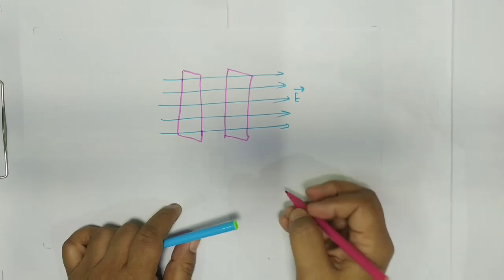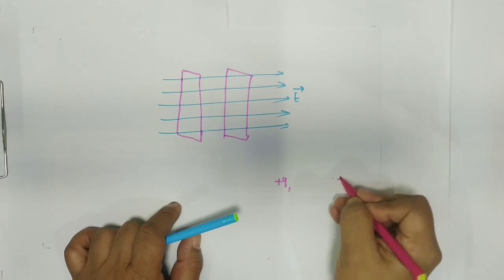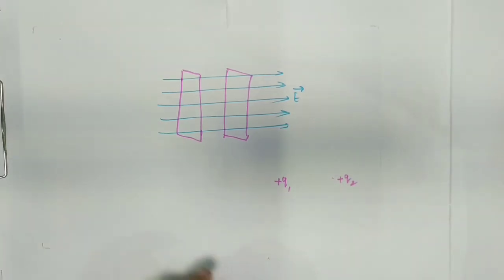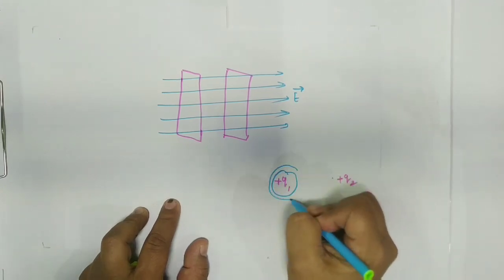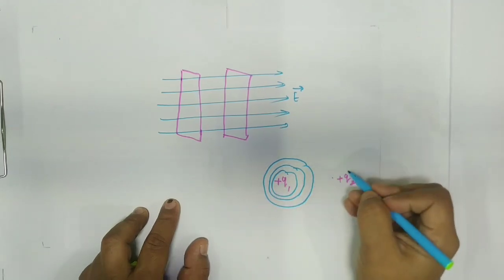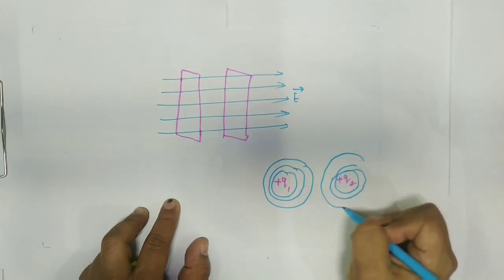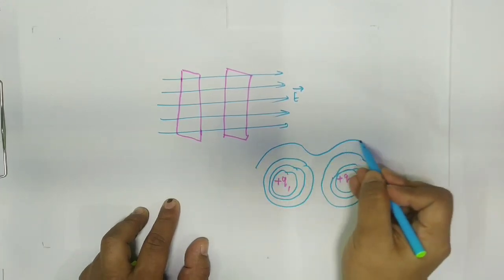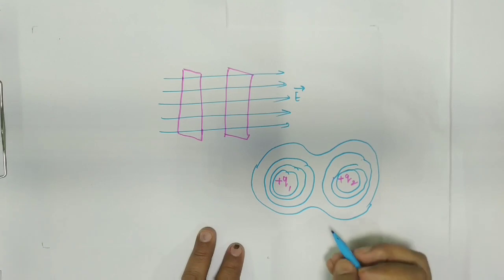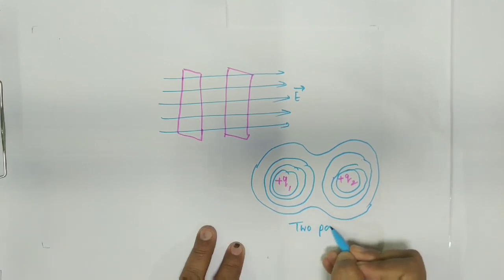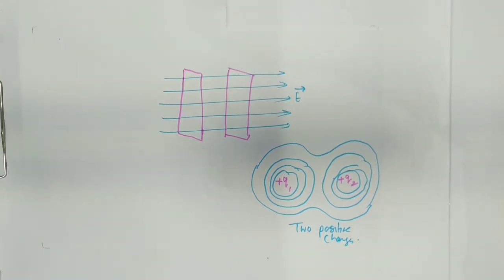And if there are, say, 2 like charges, plus Q1 and plus Q2, we can draw equipotential surfaces for them like this, because a point charge will have spherical symmetry and they will be like this, and at the last this is the equipotential surfaces for 2 positive charges. So you know that this can be a question in the paper, how to draw an equipotential surface.